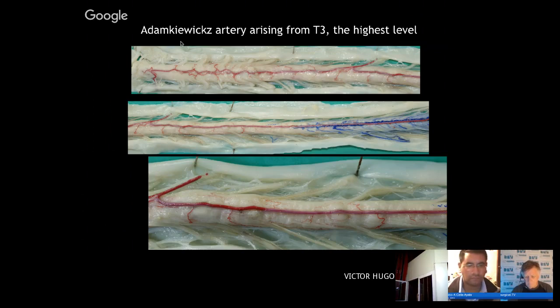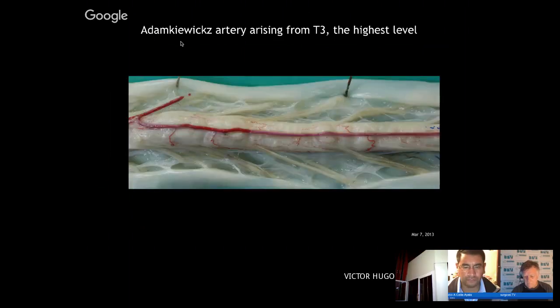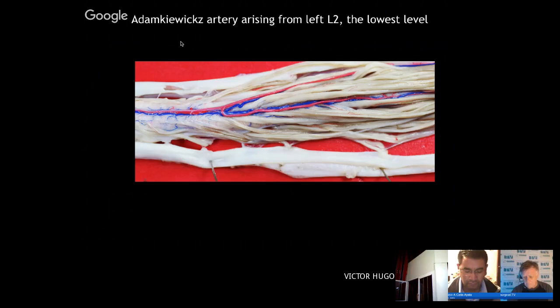the origin. This is really beautiful. This artery is the highest level. The lowest level, as you can see in this picture, is arising from left L2. This artery was the lowest, left L2, the lumbar 2 radicular nerve.